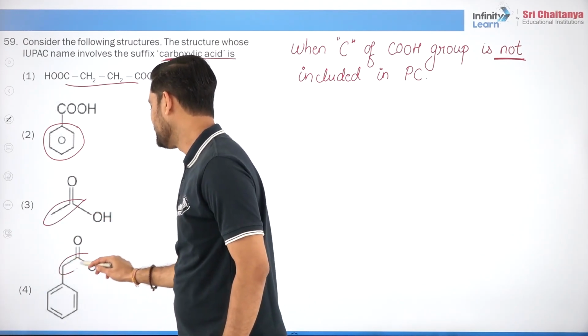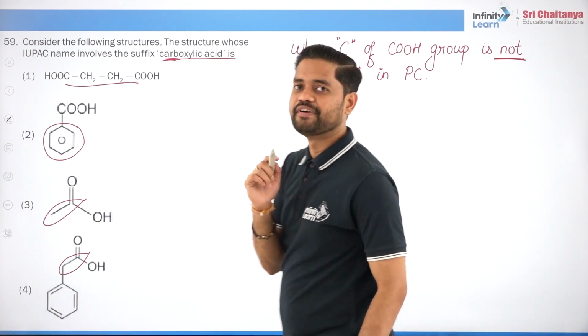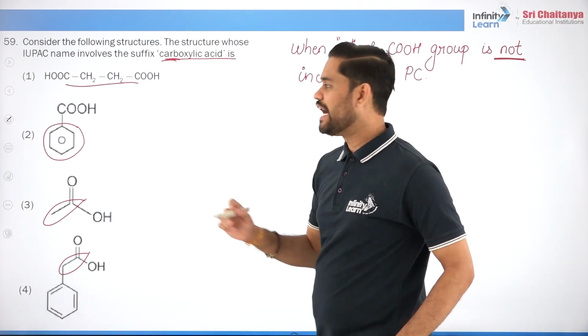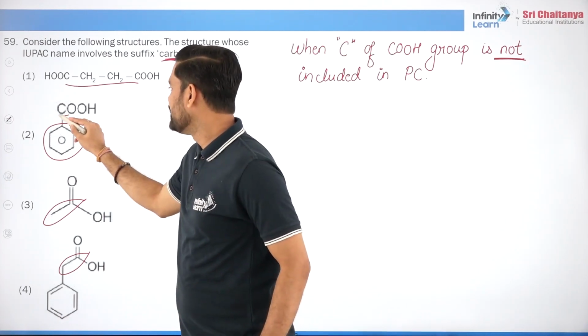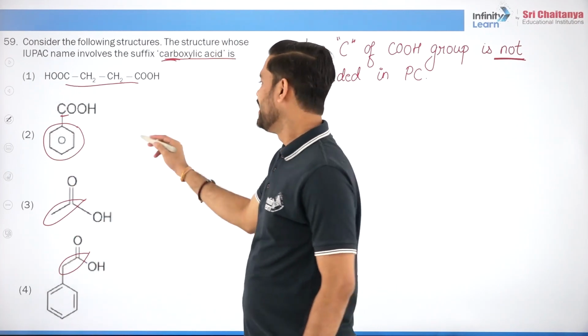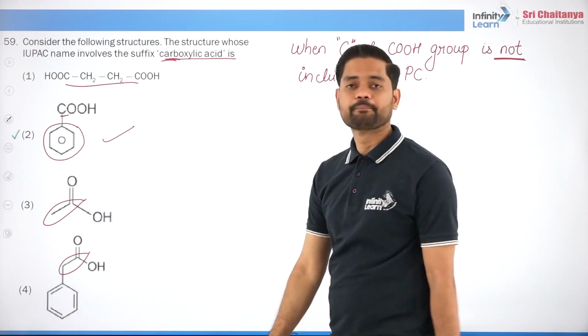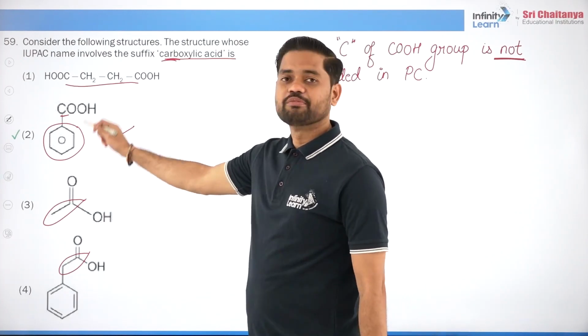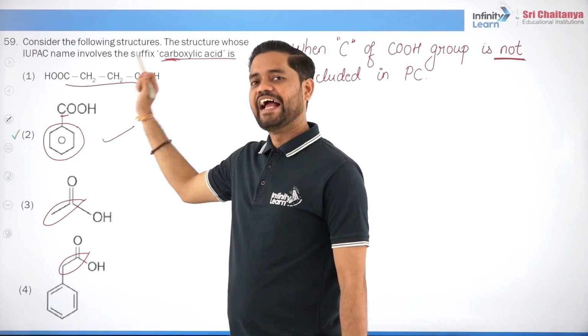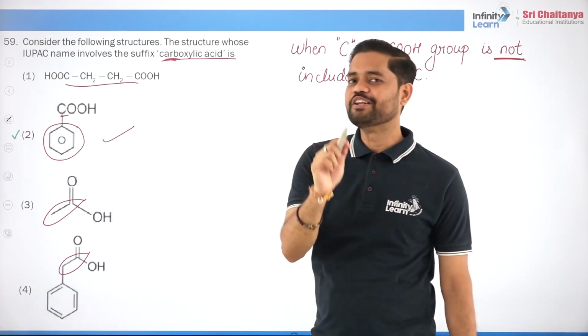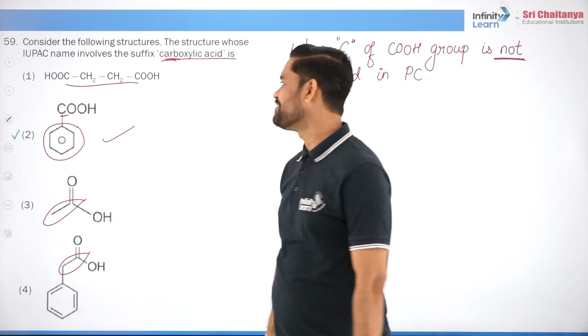Over here I can select this as the longest chain. So the only place where we cannot include the carboxylic acid carbon in the parent chain is option number 2, and hence this is the right answer for question number 59. That is, the name of the compound is benzene carboxylic acid, commonly also known as benzoic acid.